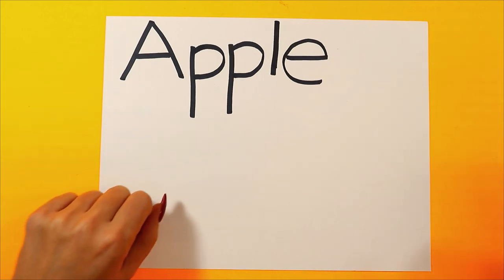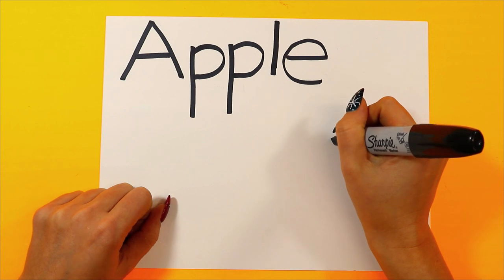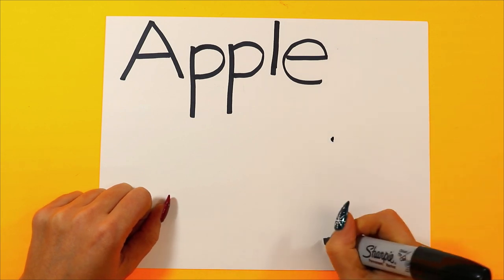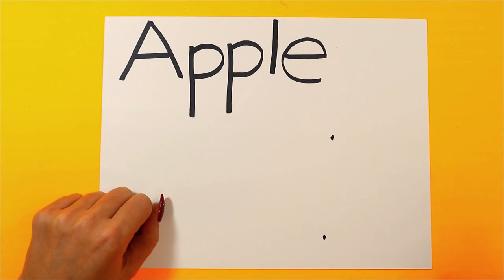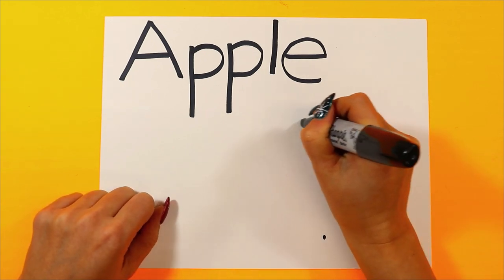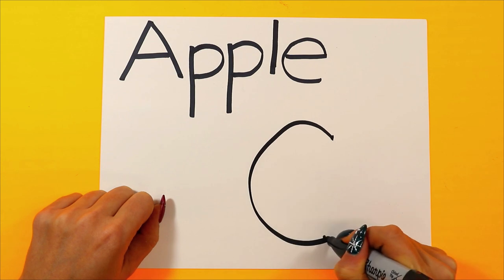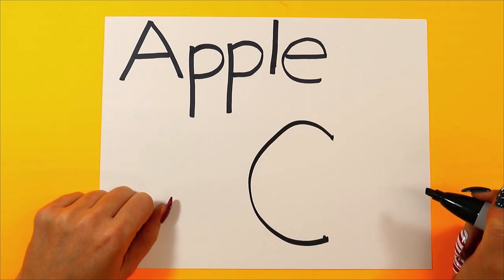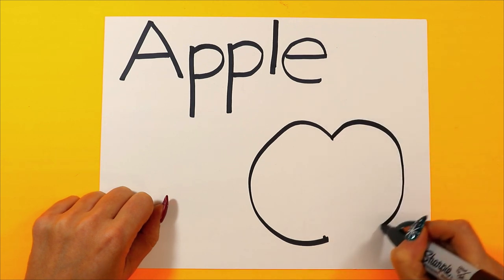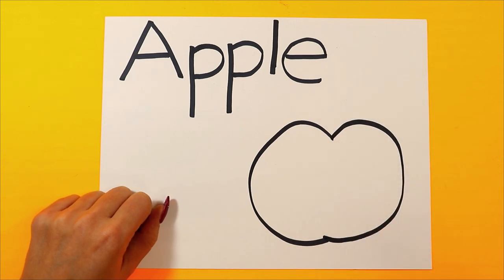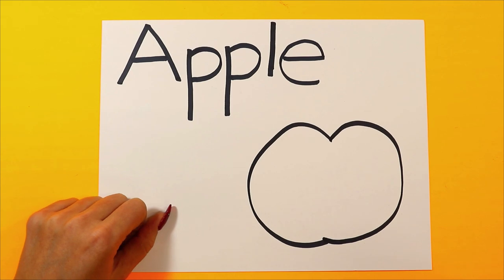Let's draw an apple. Let's draw one dot at the top, one dot at the bottom. We're gonna draw a line up and around and connect at the bottom dot. Up and around and connect at the bottom dot on the other side.